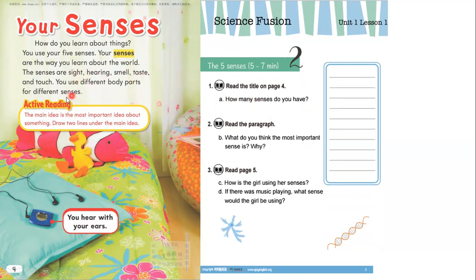1, 2, 3, 4, 5. Oh, there we go. We got 5 senses. You can have them write numbers on there if you want. Which one do you think is the most important?